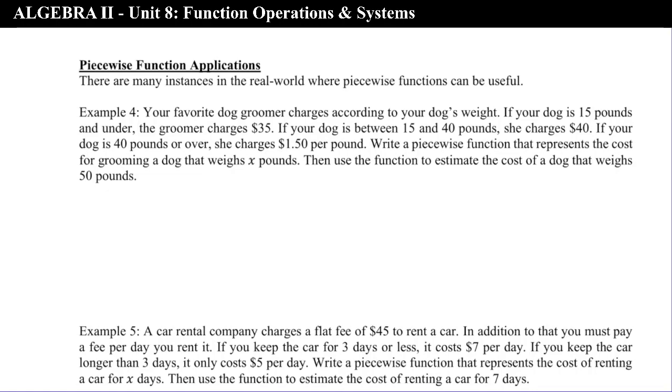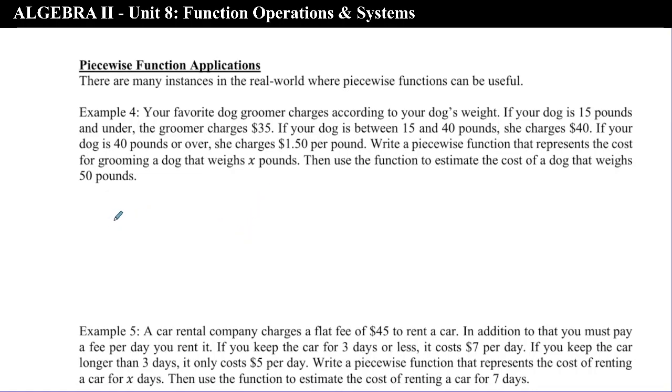So for example 4, your favorite dog groomer charges according to your dog's weight. If your dog is 15 pounds and under, the groomer charges $35. If your dog is between 15 and 40 pounds, she charges $40. If your dog is 40 pounds or over, she'll charge $1.50 per pound. Write the piecewise function that represents the cost for grooming a dog that weighs x pounds. Then use that function to estimate the cost of a dog that weighs 50 pounds.